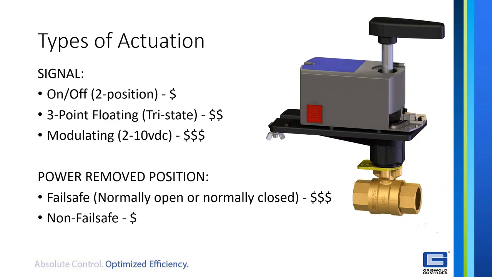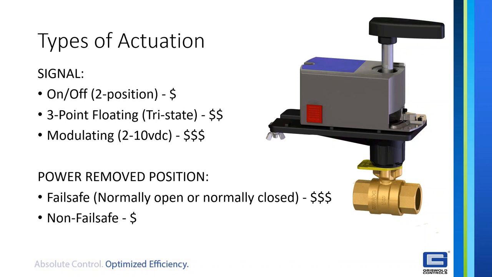This has a $2 sign because historically it was kind of the middle-of-the-road actuator that you could buy. Now that the on-off is going away, with some actuator manufacturers not even offering an on-off in the most basic option, the three-point is dropping in price, and so the on-off and three-point floating are coming closer to each other.